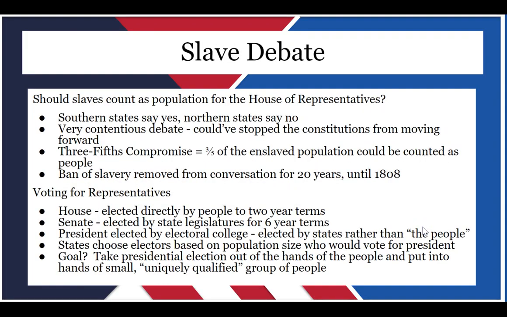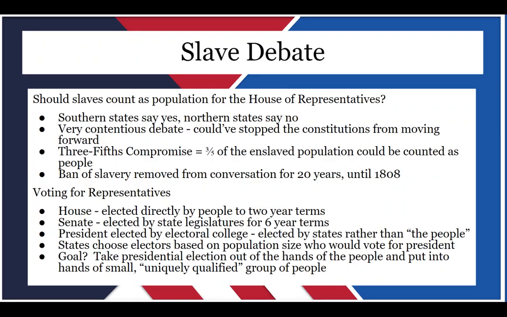Okay, next big debate in the Constitutional Convention was the slave debate. Should slaves count as population for the House of Representatives? And consider at this point, we do already have many northern states that are moving towards the idea of emancipation. It's a slow burn, but we do have northern states that are beginning to decide. I mean, these are states whose economies do not rest upon slavery. And increasingly, you're going to start to see state constitutions move towards abolishing slavery in their state. So this is already a little bit of a controversial topic.